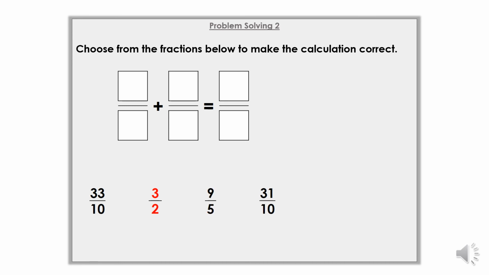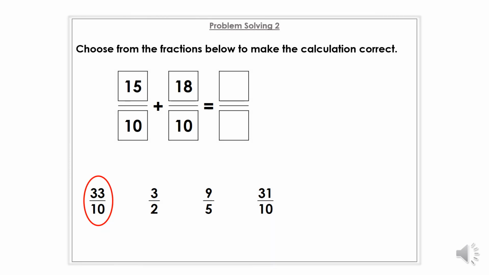So let's start with 3/2. What do I have to do to the denominator to make it 10? I times it by 5, so the same to the numerator. Look at my next fraction. What do I do to give me a denominator of 10? I double it, and the same to the numerator. I now simply have to add them up. Did you get that as your answer? Remember, you'll have a similar one, but not exactly the same.